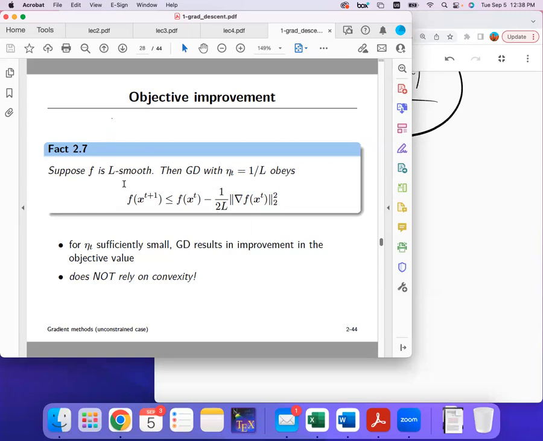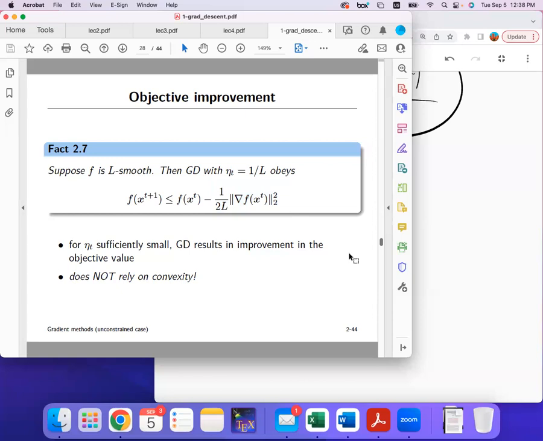And you can see the progress is more or less controlled by the last term. It depends on the norm of the gradient at your previous step t. If you have a relatively large gradient at the previous step, then the progress will be bigger. Right, so this is a very small and elegant result.